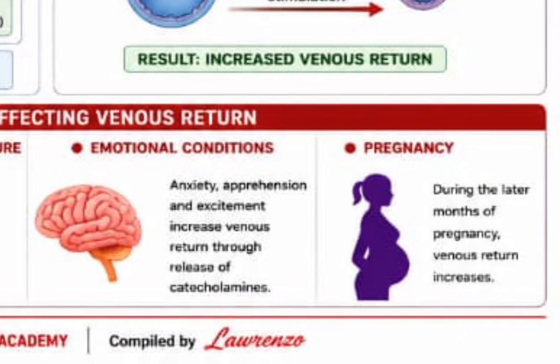Emotional conditions like anxiety, apprehension, excitement increase venous return. Why? Because when you have anxiety, as I said before, during stress or any fight or flight activity like crying, tears, running away from something, it increases what we call norepinephrine. And when you increase norepinephrine, you also increase epinephrine. Epinephrine stimulates the contraction of the heart, while norepinephrine stimulates an increase in peripheral resistance in the blood vessel.